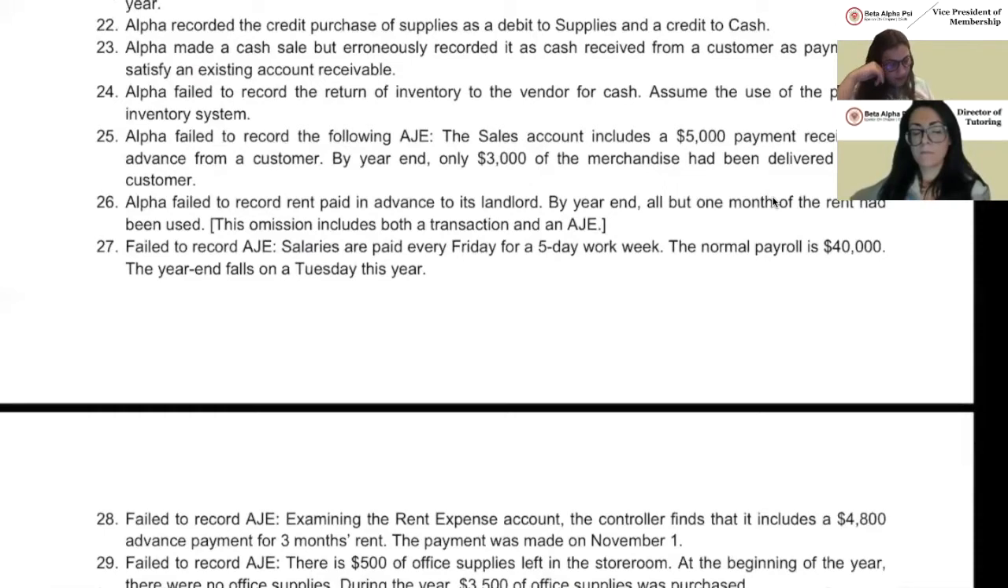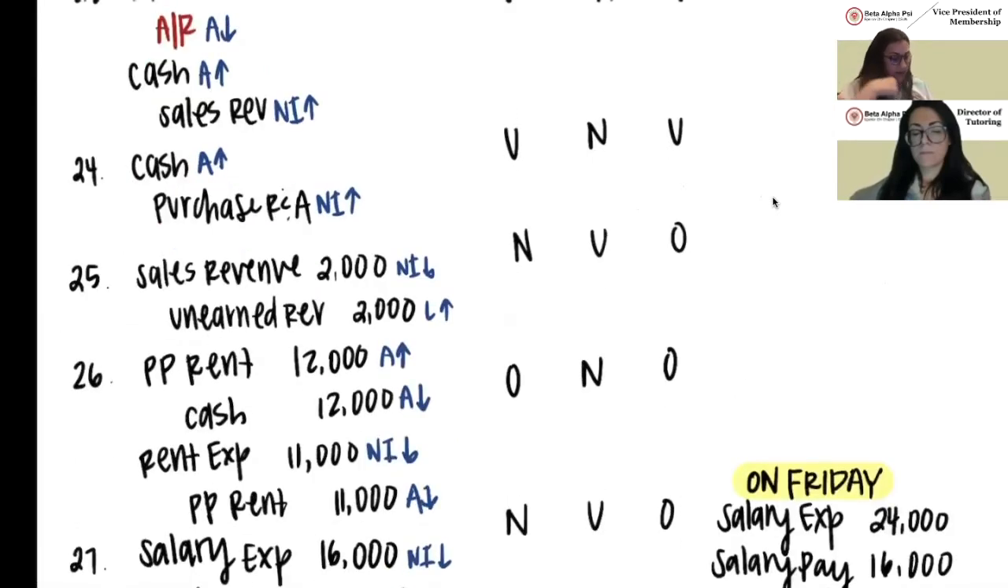Alpha failed to record the return of inventory to the vendor for cash, assume the use of periodic inventory system. So they returned inventory for cash. They forgot to record this, which they should have done as a debit to cash, which would have increased our assets, and a credit to purchase returns and allowances.